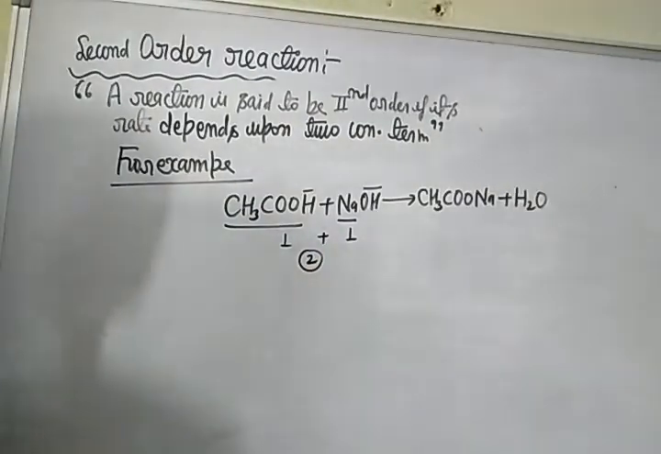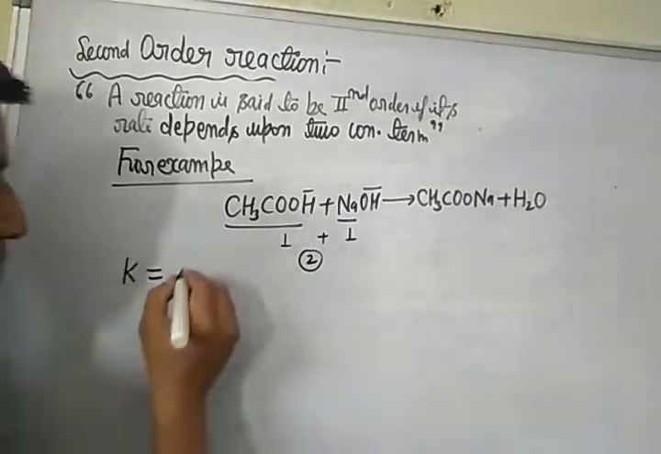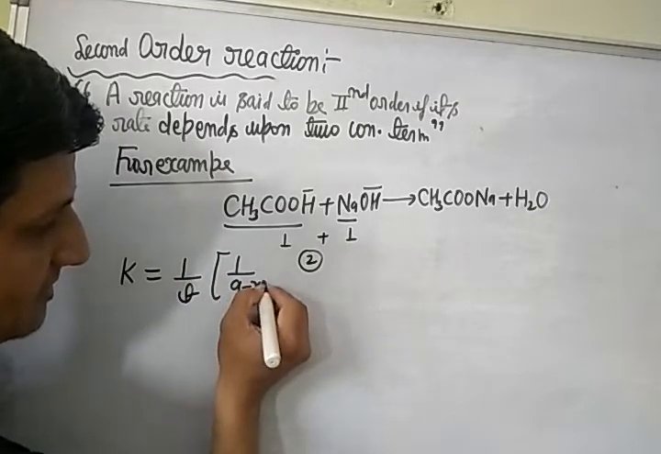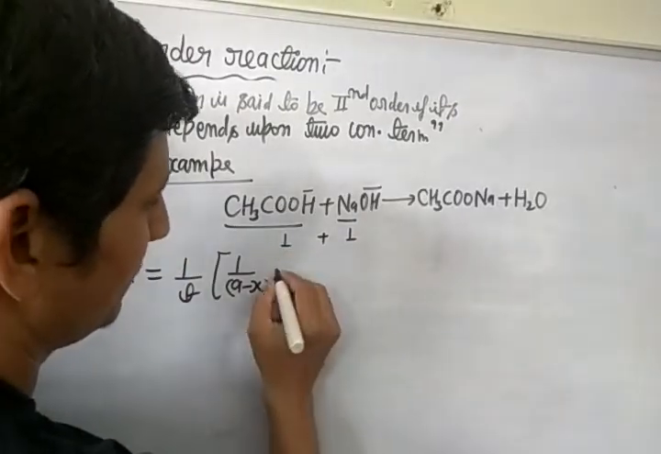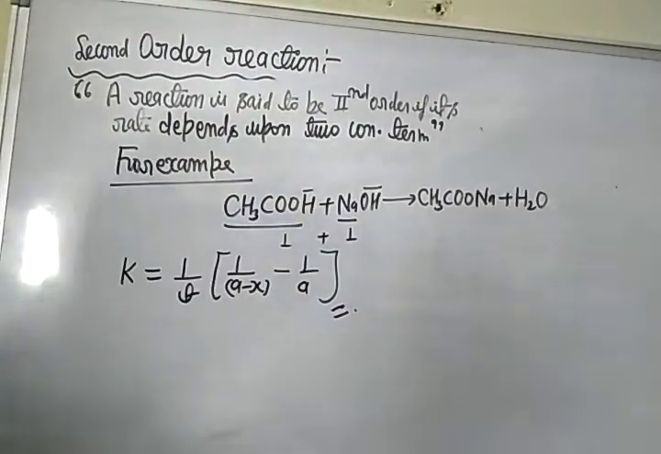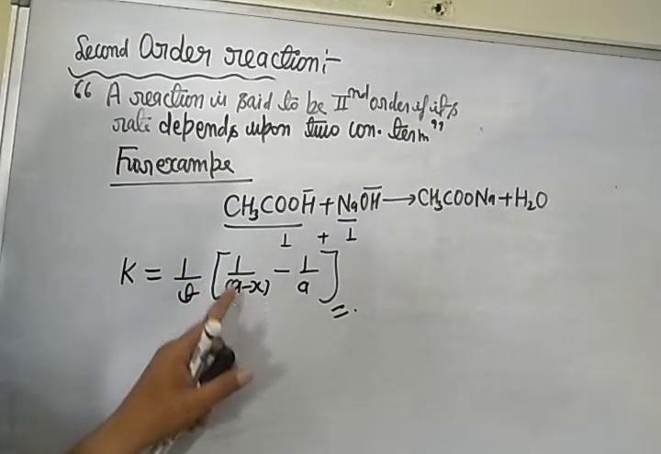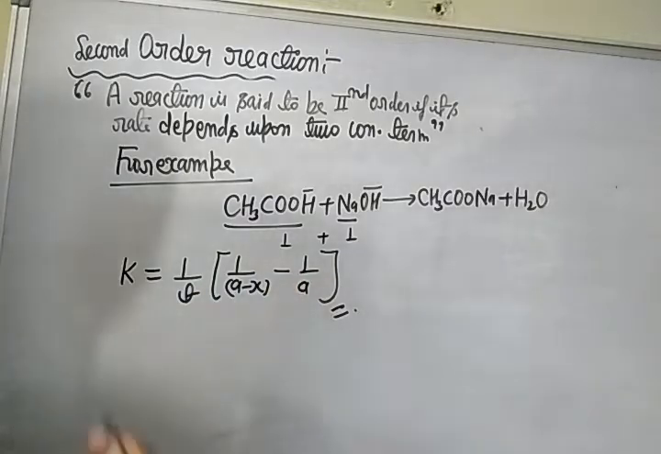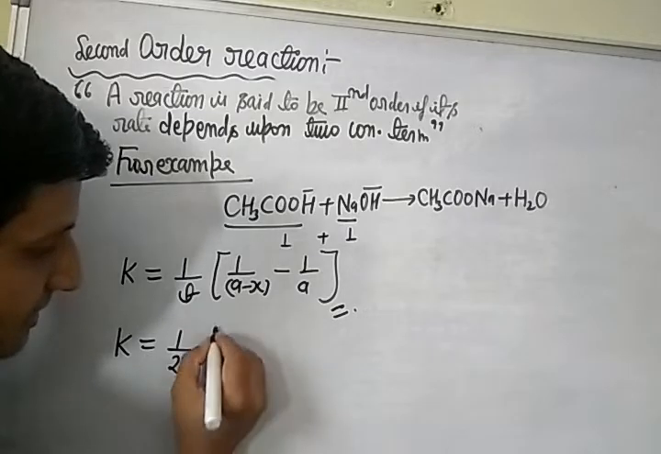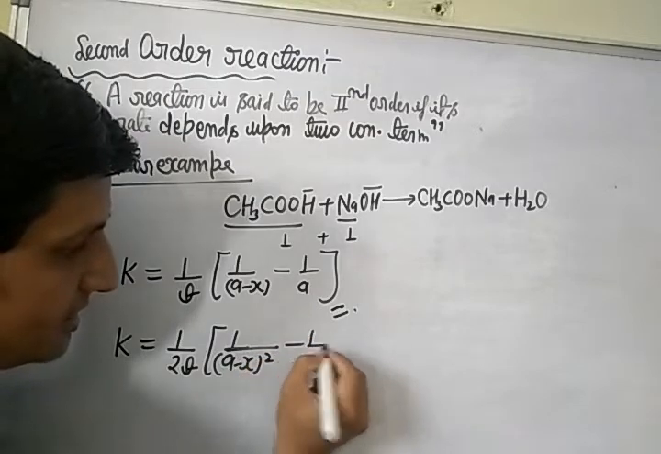Okay. Next, the rate constant for second order reaction. K is equal to 1 upon t, 1 upon a minus x minus 1 upon a. Okay students, this is the rate constant for second order reaction. After this rate constant, now we will study third order reaction. What is third order reaction?